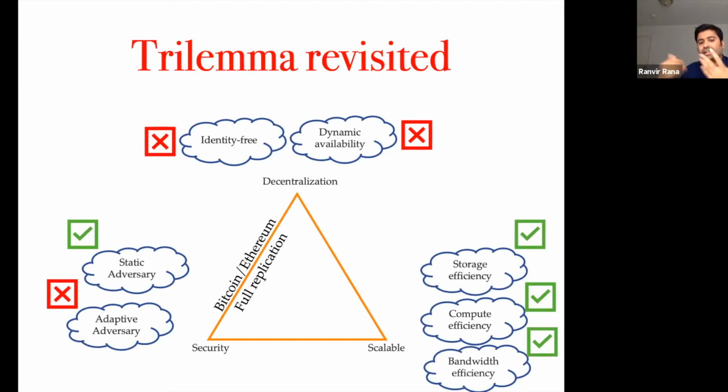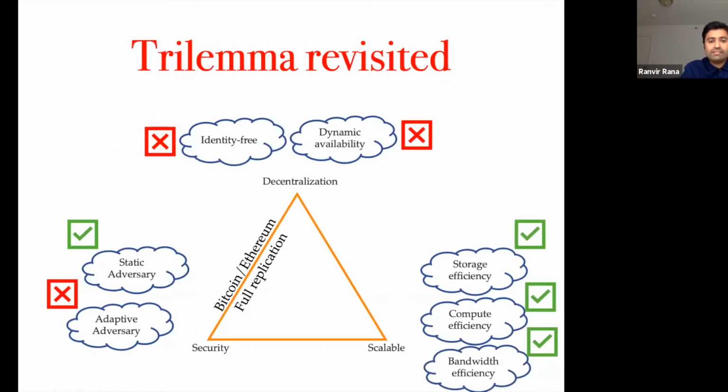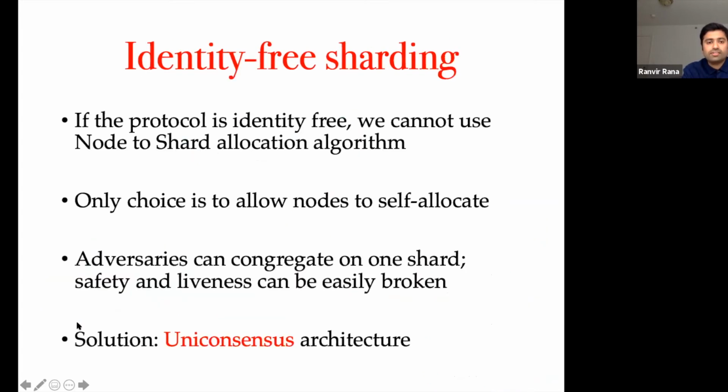And because you require identity, you also cannot allow dynamic availability. And the existing sharding solutions don't support adaptive adversaries. But they can achieve all the scaling properties of storage, compute, and bandwidth. A solution to that: basically we need to solve identity-free. Making it identity-free will also help us solve dynamic availability and adaptive adversary properties.